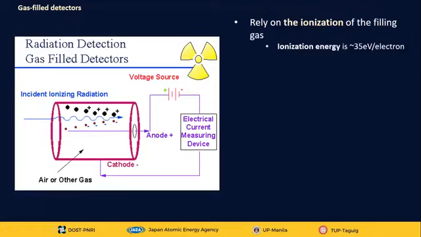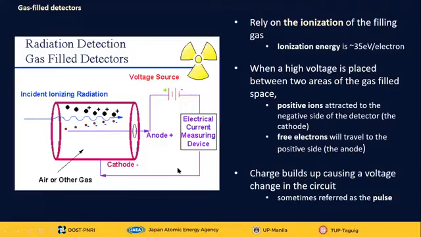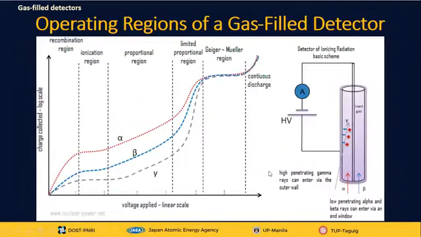The ionization energy, or the energy needed to create an electron-ion pair, is about 35 electron volts per pair. When a high voltage is placed between the two electrodes of the gas-filled space, the positive ions are attracted to the negative side of the detector, which is the wall, and the free electrons travel to the positive side. Then the charge builds up, causing a voltage change in the circuit, and can be measured by this electrical current measuring device, sometimes referred to as the pulse.